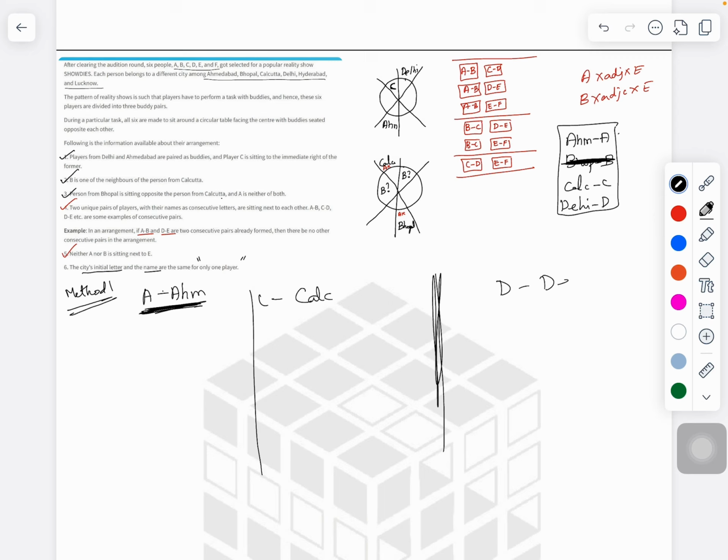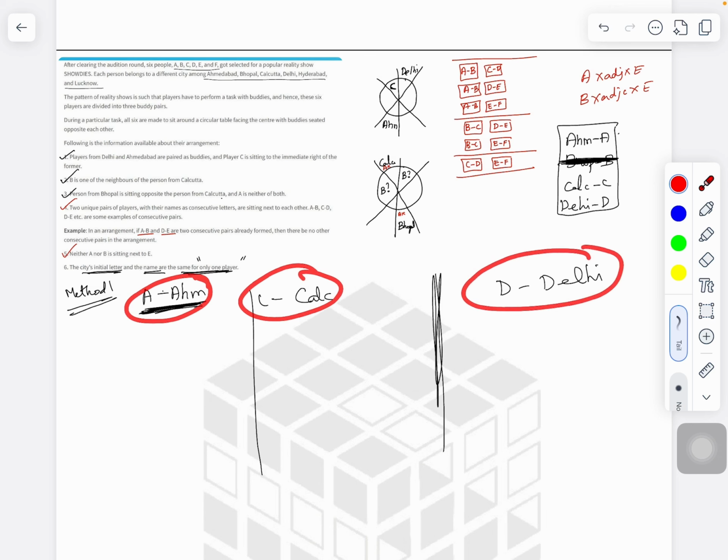Or it could be D, Delhi. So they said the city's initial letter and name are the same for only one player. So Bhopal and B is not possible because B is sitting alternate to Bhopal. Bhopal is here, opposite to Bhopal, Calcutta is there. So B will come either here or here. There is no way B and Bhopal match can happen. So there are only three possibilities: A Ahmedabad match, or C Calcutta match, or D Delhi match.